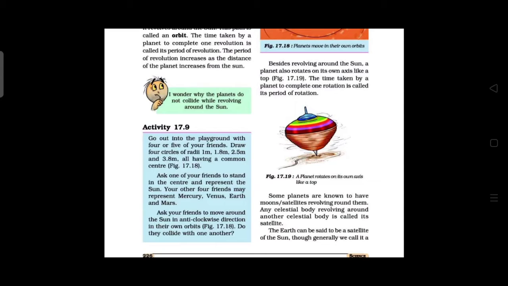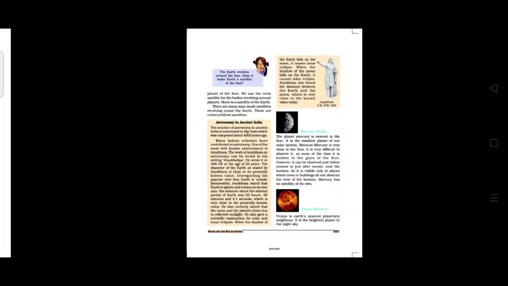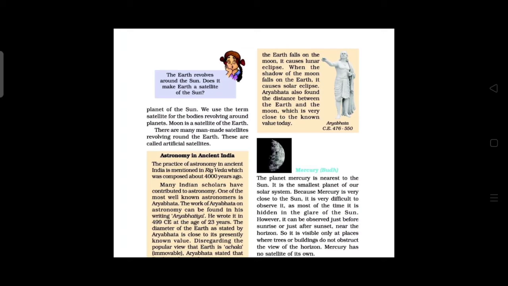The earth can be said to be what? Satellite of the sun. Though generally we call it as what? Planet of the sun.